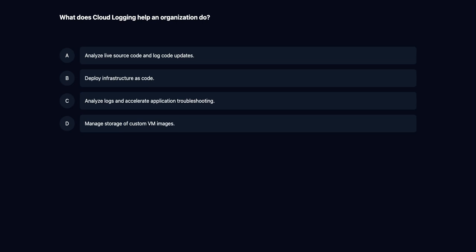What does Cloud Logging help an organization do? A. Analyze live source code and log code updates. B. Deploy infrastructure as code. C. Analyze logs and accelerate application troubleshooting. D. Manage storage of custom VM images.